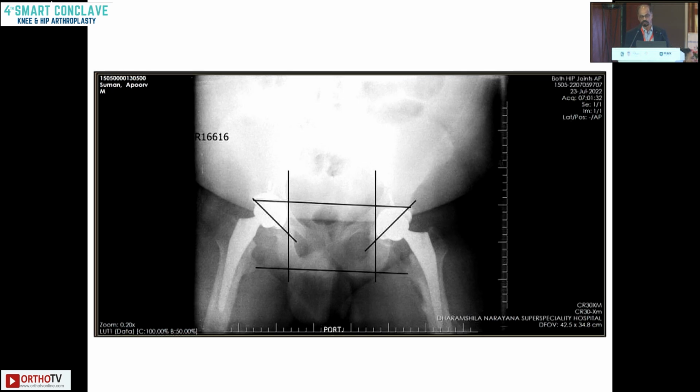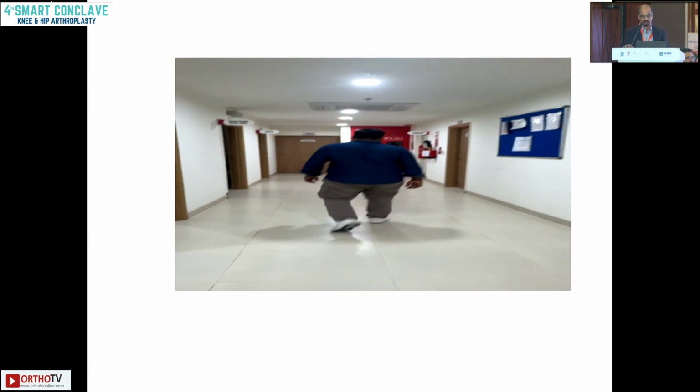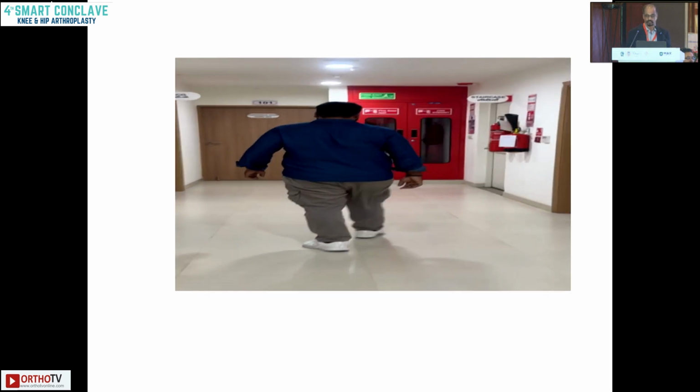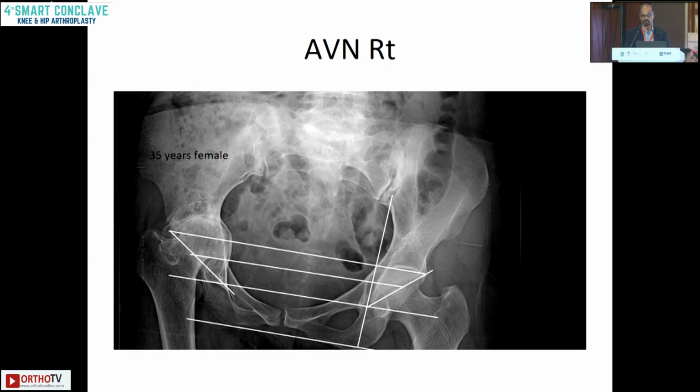And finally, I found my hip centers on both sides. This patient was done recently, and after 3 or 4 months, the patient is walking very well. If you look at the video, look at the obesity that he still has, but he has lost around 15 kilos, he says. He is very comfortable working in the office and driving a car.